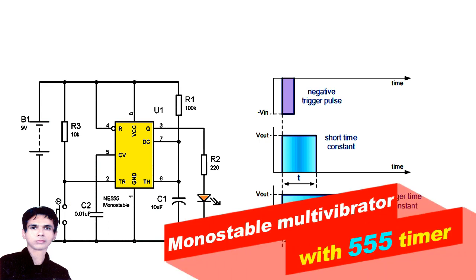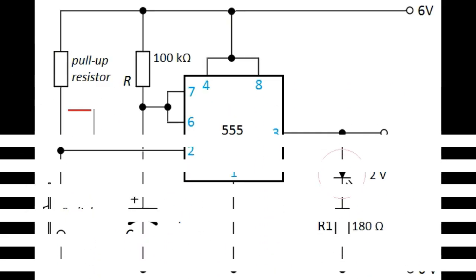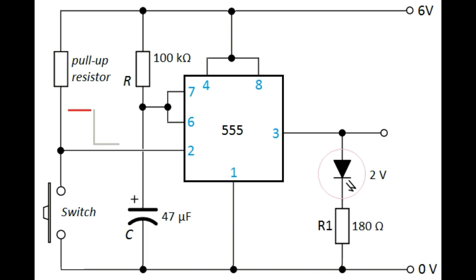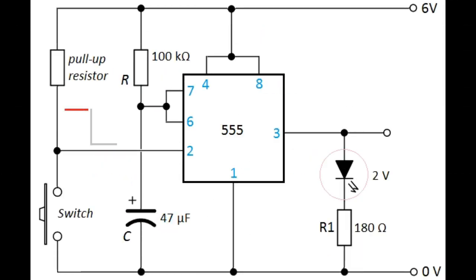Monostable Multivibrator with 555 timer. The operation and output of the 555 timer monostable is exactly the same as that for the transistorized one we looked at previously in the Monostable Multivibrators tutorial. The difference this time is that the two transistors have been replaced by the 555 timer device.